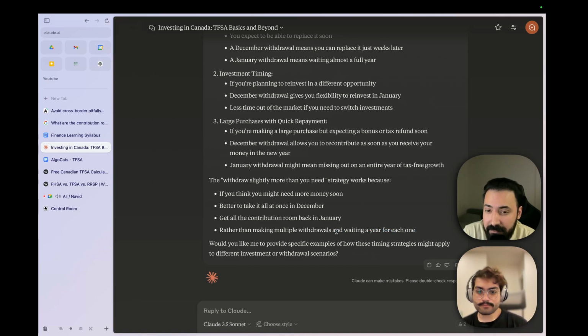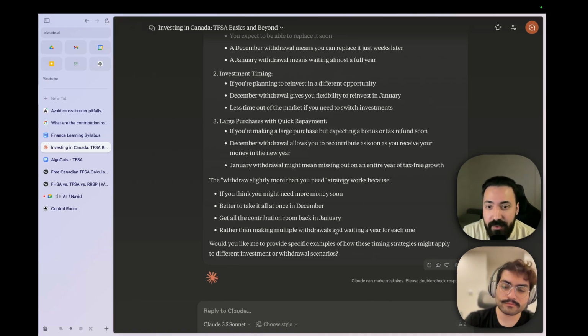I think the best way to say it is, if you are on profit, it's better to withdraw the money and then you can increase your contribution room. I think that would be the main reason to withdraw more than what you need, just to increase your contribution room so that you can contribute back later. But still, if you don't need the money, it doesn't make sense to do that.